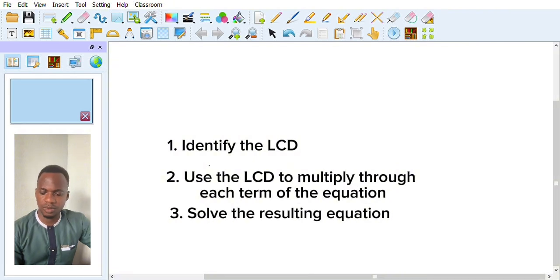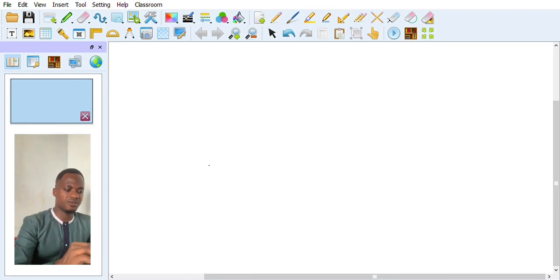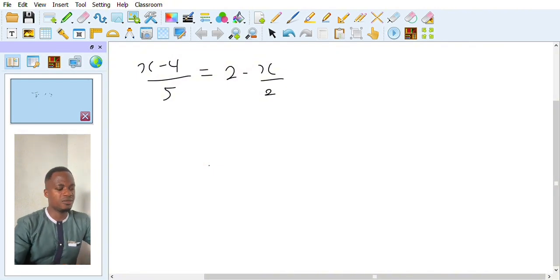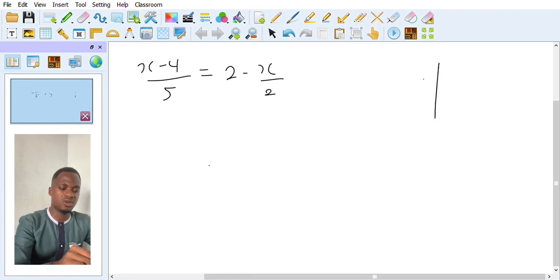In our first example, we're going to solve the equation (x - 4)/5 = (2 - x)/2. If you have a look at this equation, you can see that we have a denominator of 5 and a denominator of 2. We look for the lowest common denominator between 5 and 2.